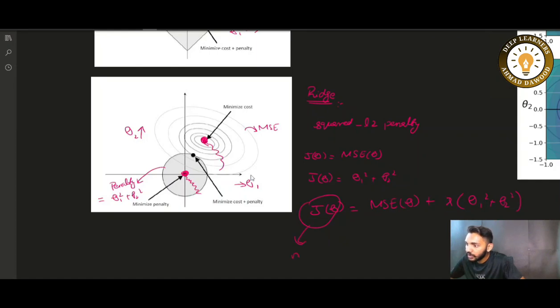Now in that direction, your minimum of g of theta, before you have seen your minimum of g of theta in the case when your mean square error is this one.